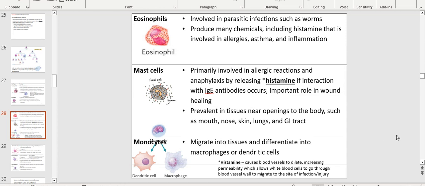And there's a little shot there on histamine. It causes blood vessels to dilate, increasing permeability, which allows white blood cells to go through blood vessel walls to migrate to the site of infection. So what do you mean? Some of these cells can go right through blood vessels to get to where they need to go faster? Yes, they can, and that is through the actions of histamine.